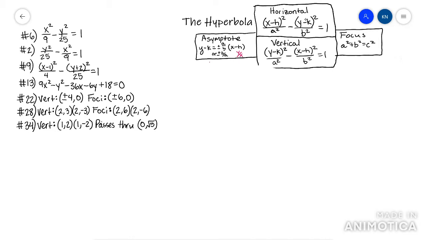Okay, let's look at number 2. y squared over 25 minus x squared over 9 equals 1. Okay, if I was approaching this problem, the first thing I would look for is if it was vertical or horizontal. This one has y squared first. That means it is vertical. There are no shifts, so my center is at the origin. So it's going to look something like this.